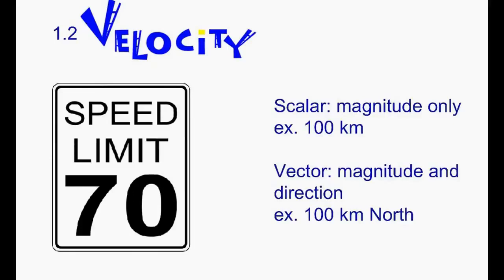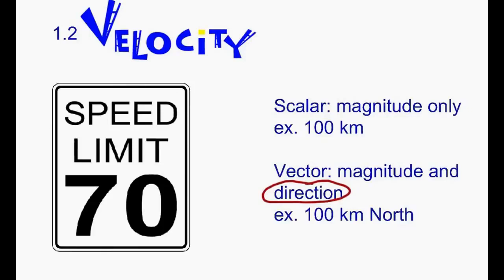A vector and a scalar can both basically mean the same thing, but the main difference is vectors have direction attached. A scalar is just the magnitude, or a size of a number only. So if I said you're going to drive 100 kilometers, that would be a scalar. But if I said you're now going to drive 100 kilometers north, then it's a vector. So the key thing is vectors have direction attached.